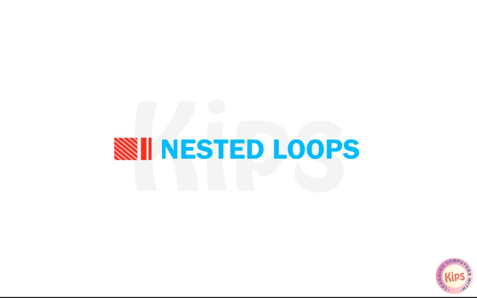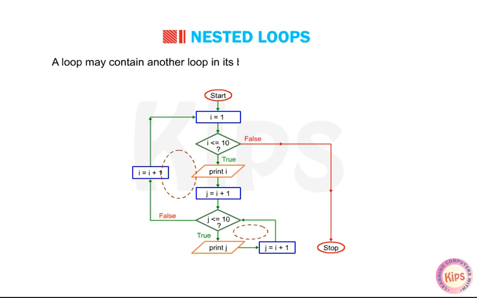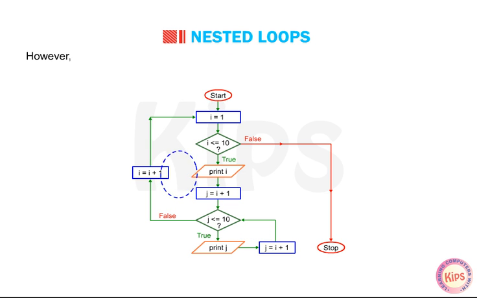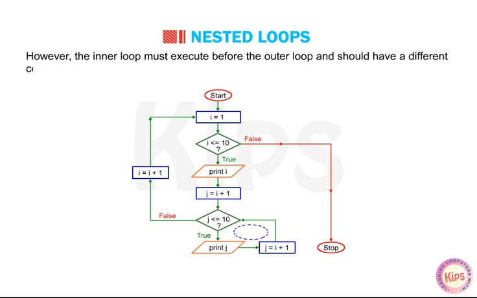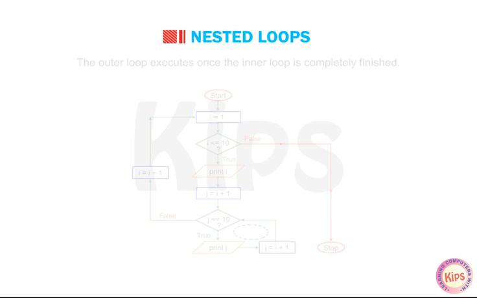Students, let me tell you about nested loops. A loop may contain another loop in its body, thus creating a loop within a loop. This process is called nested loop. In such situations, the inner or outer loops can be of any type: for loop, while loop, or do-while loop. However, the inner loop must execute before the outer loop and should have a different control variable from the outer loop. The outer loop executes once the inner loop is completely finished.